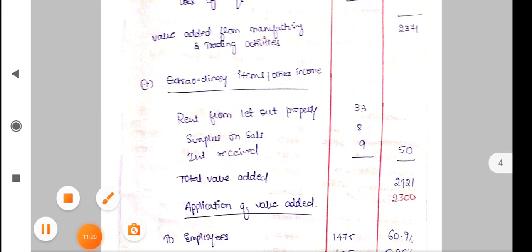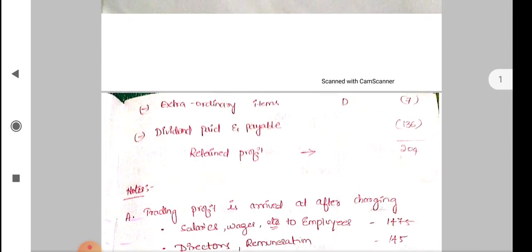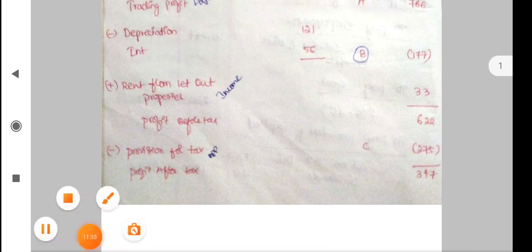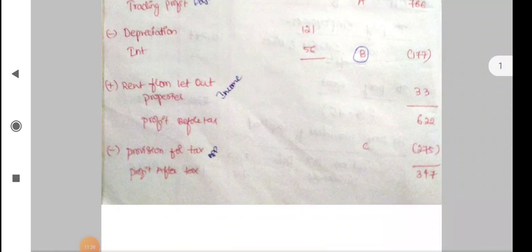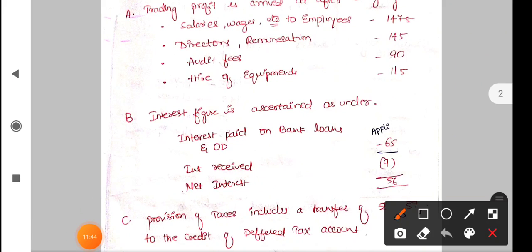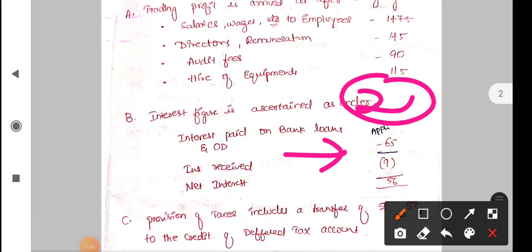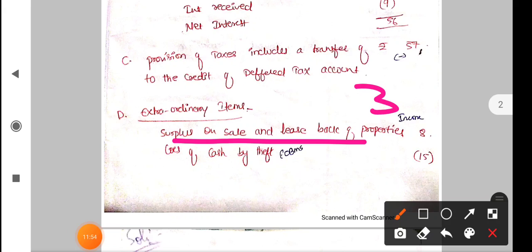Next we have to add the extraordinary items, meaning we have to add the other incomes. The first income we have in the table is rent from let out property. Here it is given as 33. This is one income. Next income we have is interest received, rupees 9. Next income given in the problem is surplus on sale and leaseback of properties.